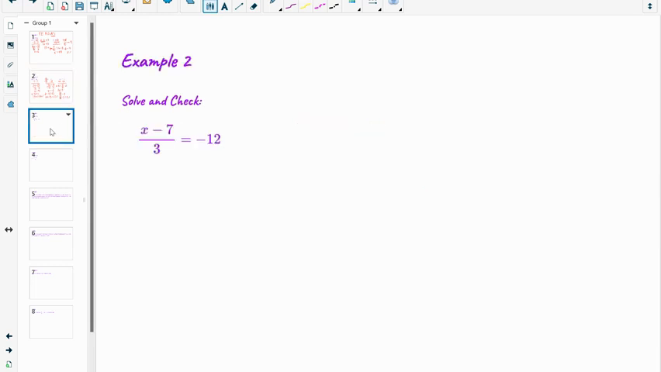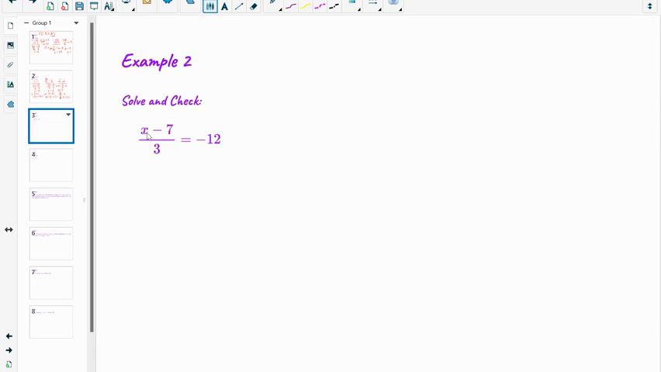All right. So now let's take a look at a special kind of example. Here we have x minus 7 in the numerator of a fraction, all of it divided by 3 equals negative 12. Now, in the past, we have learned to separate this into two different fractions, and then we could use reverse order of operations.